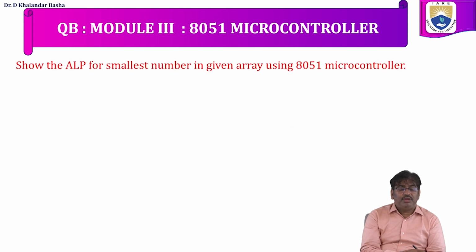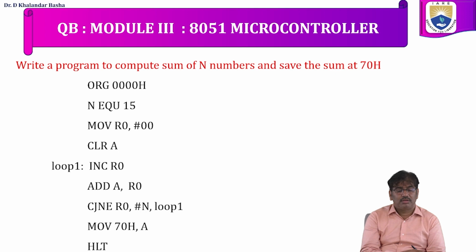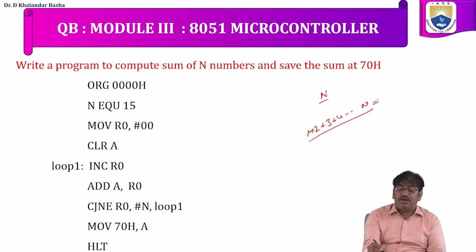Show the ALP for the smallest number in a given array using the 8051 microcontroller. Write a program to compute the sum of n numbers and save the sum at 70H. So here the n value will be passed. We are going to add the elements 1 plus 2 plus 3 plus 4 like this until n. The sum again we have to load into the 70H location.